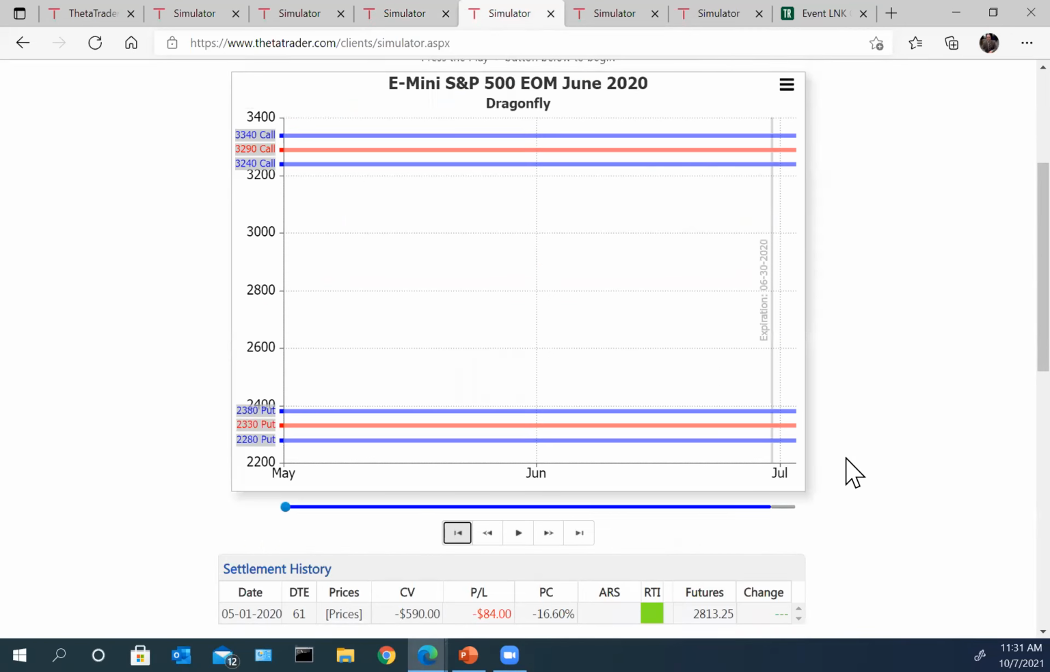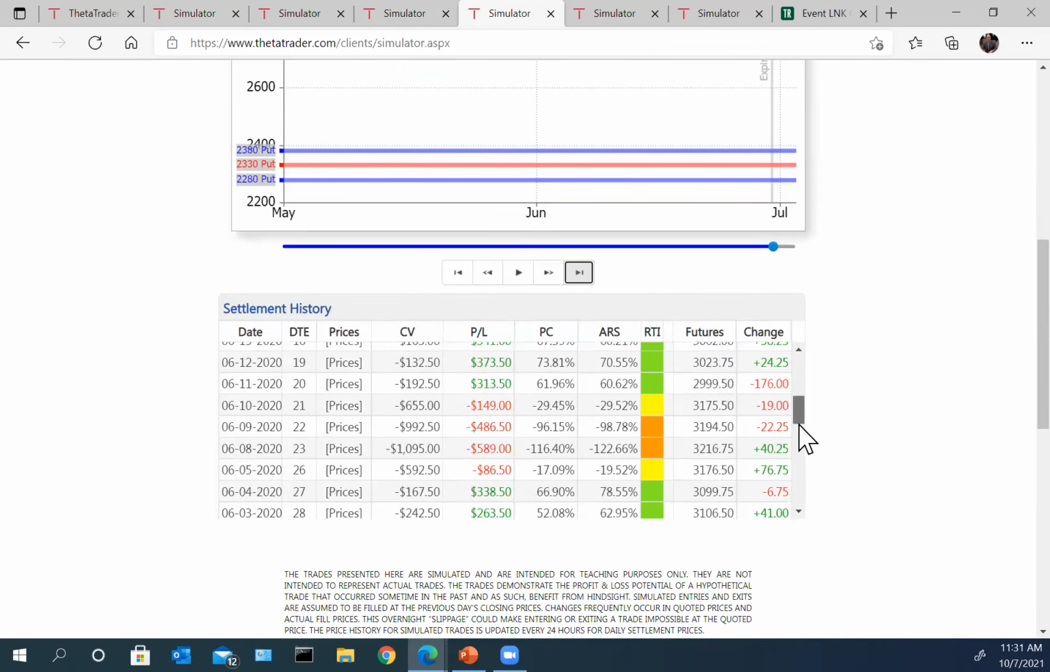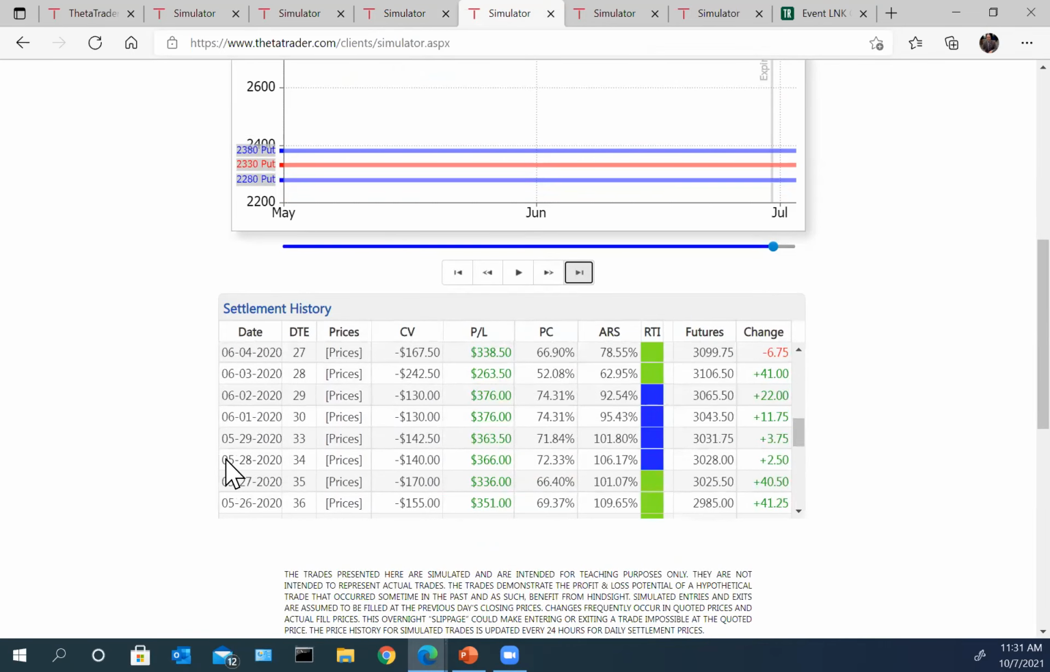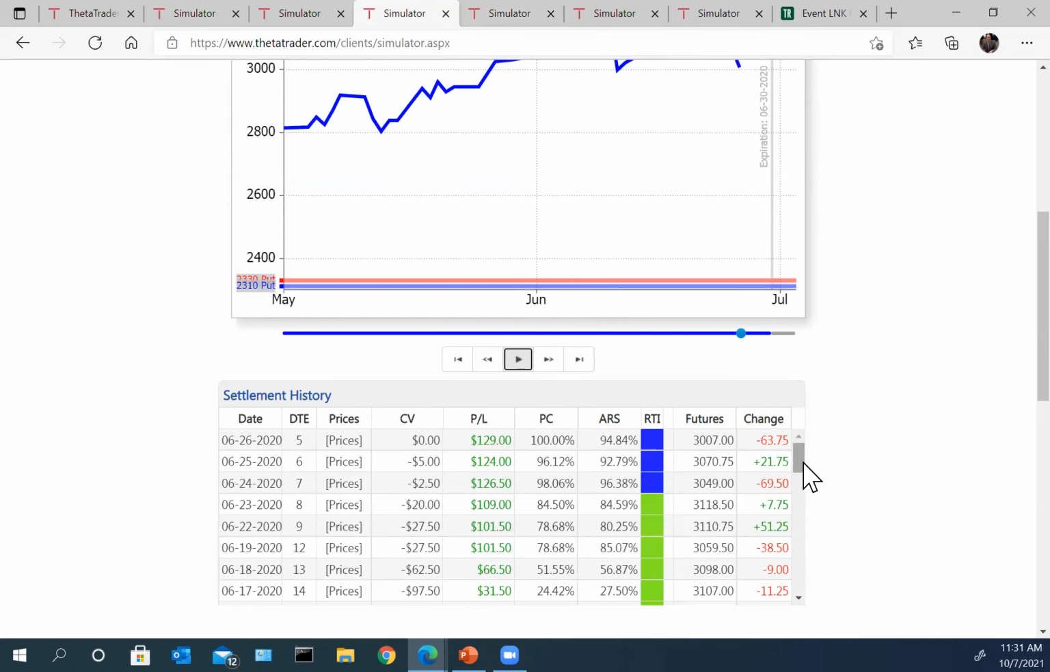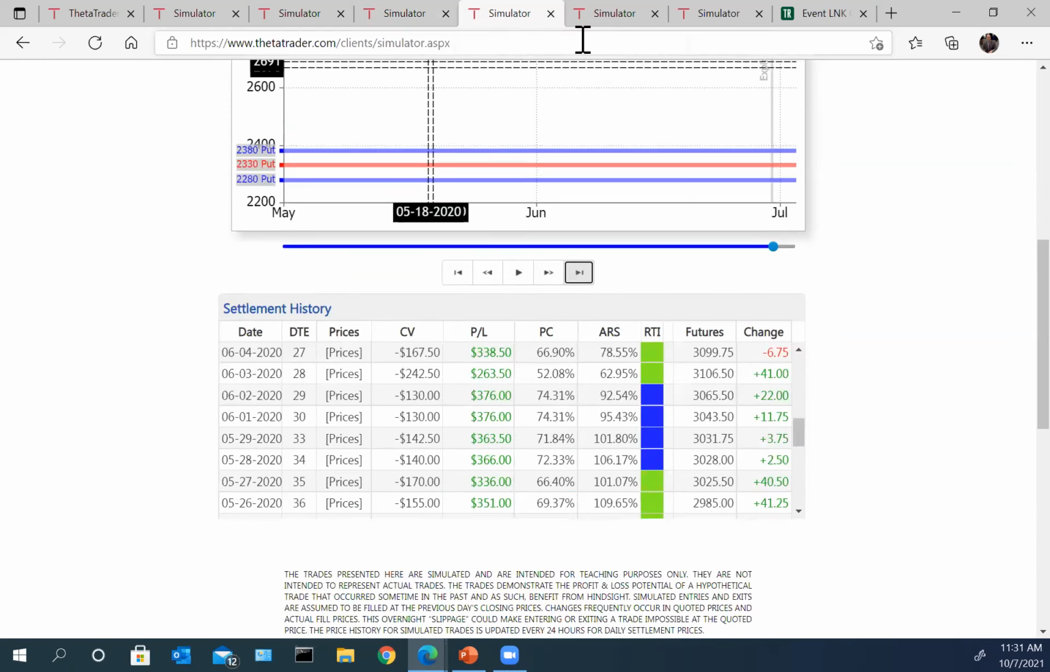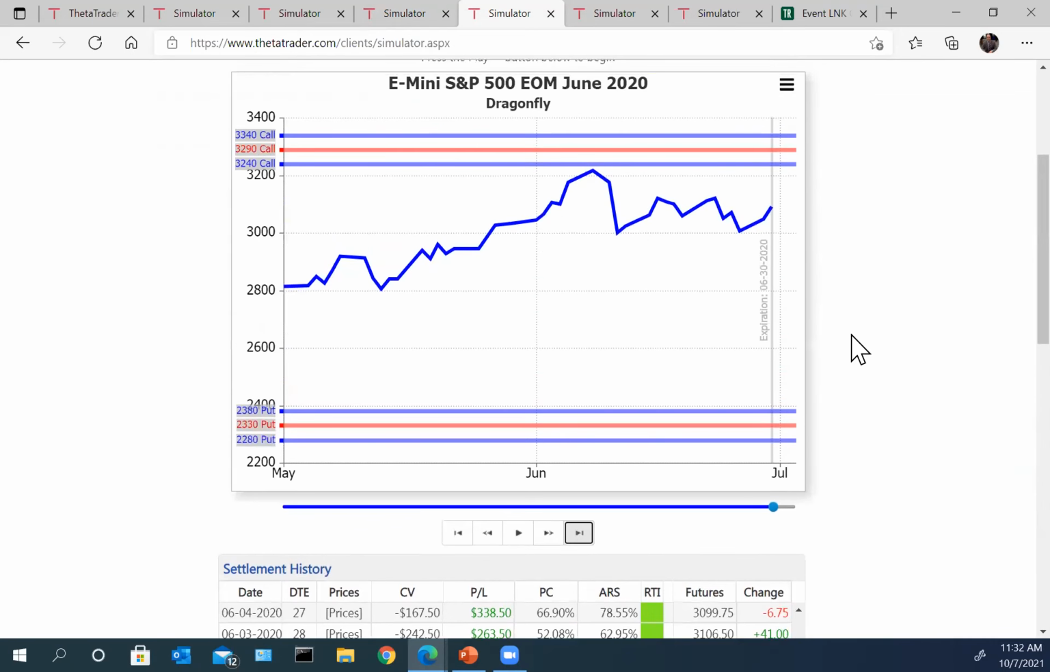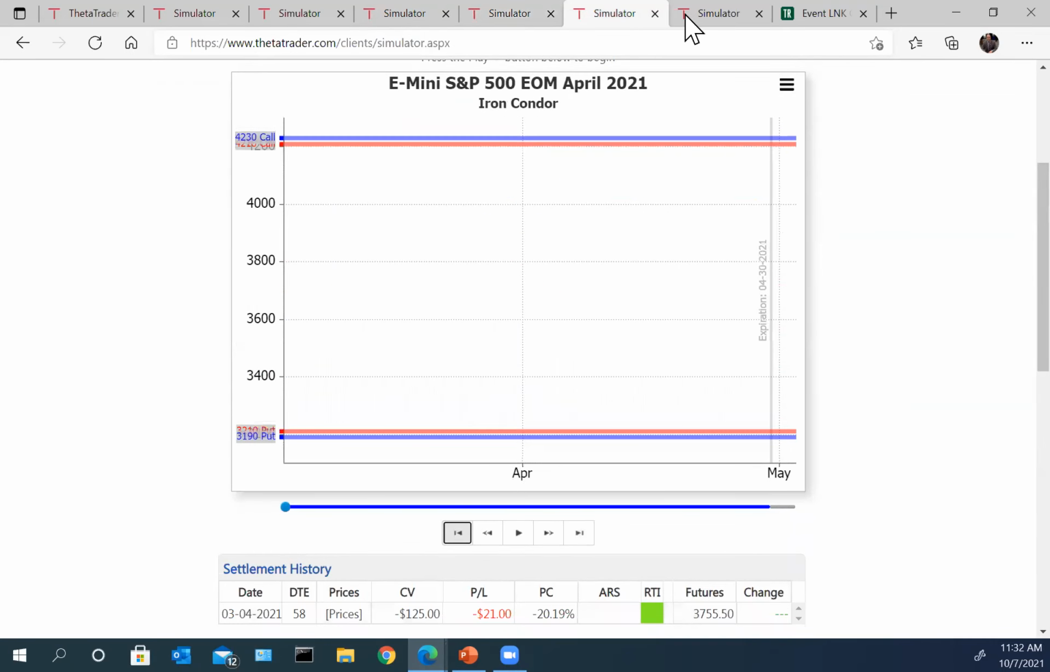Now, once again, what if you had placed a Dragonfly instead of the Condor? Let me show you here. Look at this. It turned profitable on May 28 with 34 days till expiration. So a profitable signal here to get out of that trade and take your money and move on to the next. But if you were in the Condor, it didn't mature until almost a month later. So you had to hang on to that position for a month longer compared to the Dragonfly. And that's another benefit that we love about the Dragonflies.